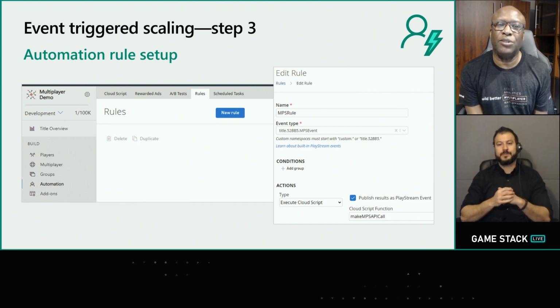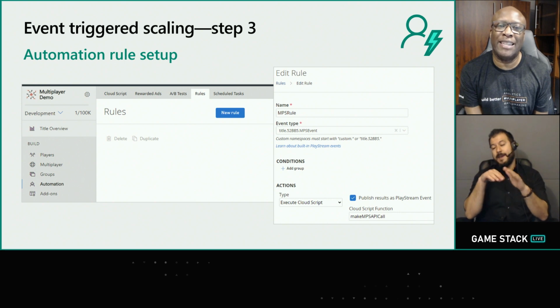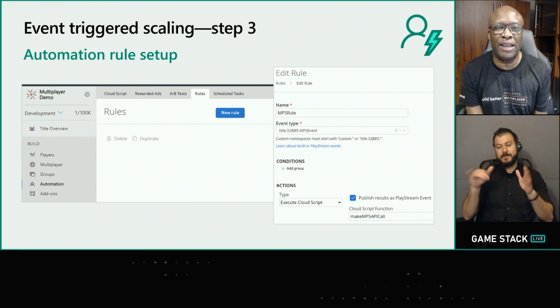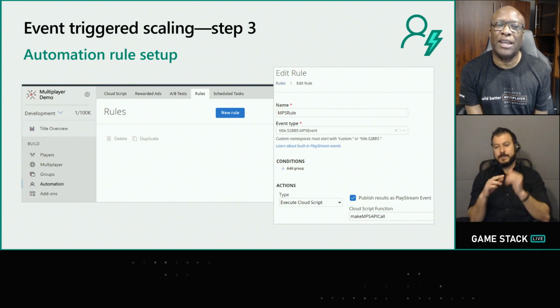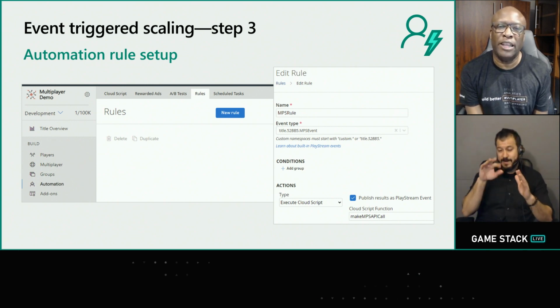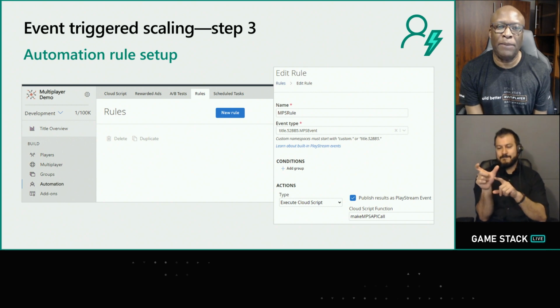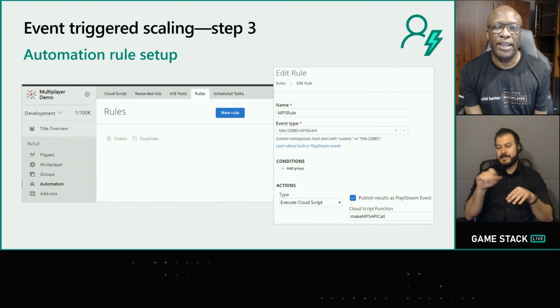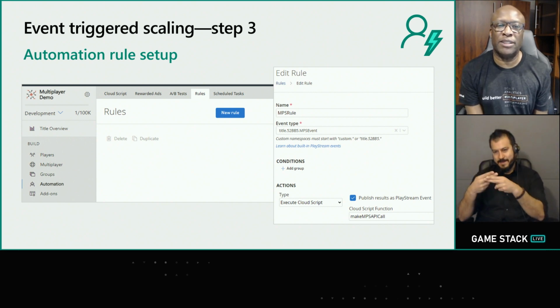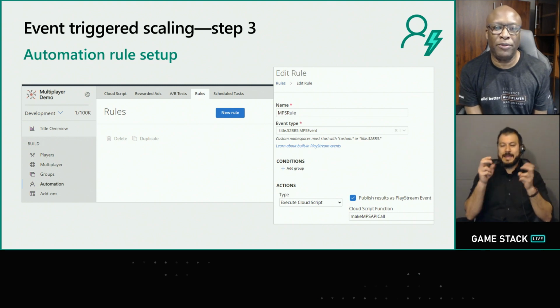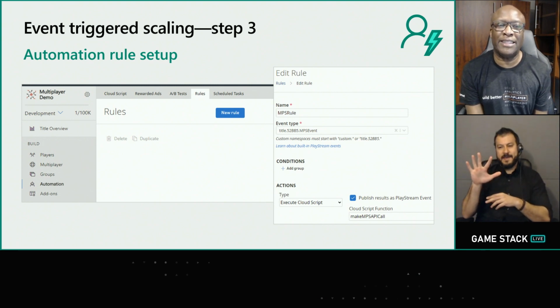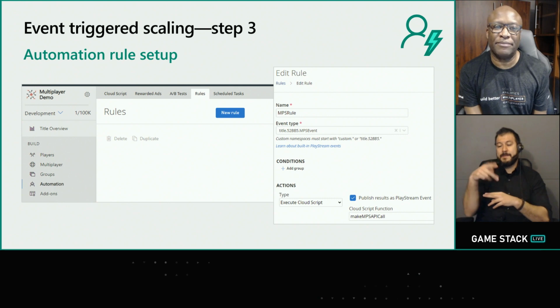You will access the rules in Game Manager by selecting Automation from the sidebar navigation, then choosing the Rules menu option. For the rule to find your custom event made in step 1, provide an event type using the canonical name of the event, that being eventNamespace.eventName. In this demo, the namespace was title.52bb5, and the event name is MPS event.